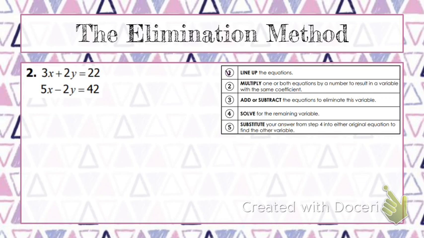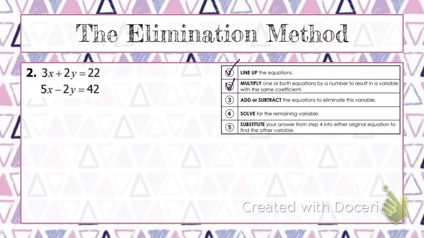So now we want to multiply to get a variable with the same coefficient. So x's have 3 and 5. Those are not the same. But y has 2 and 2. So those are the same. So we don't have to do that step either.